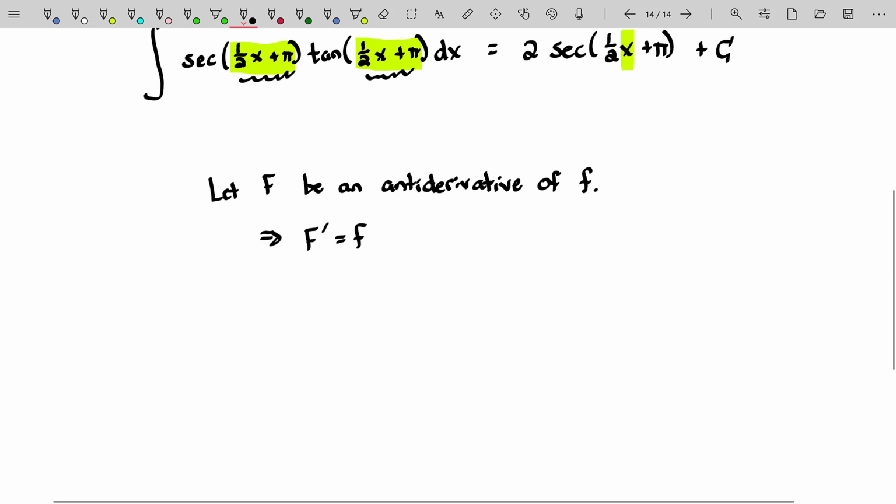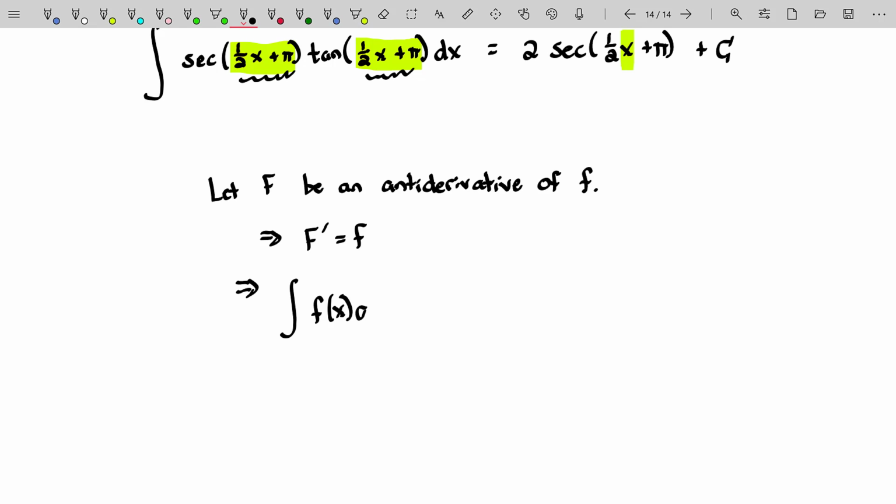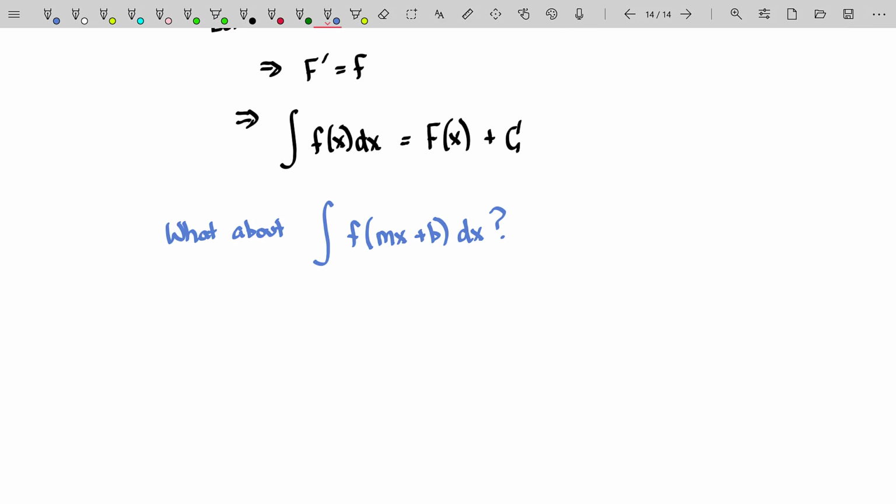It also means that if we take the integral of little f of x dx, that should equal capital F of x plus some constant of integration. So far, I hope that you would agree with all of this, very logical, clean statements that you know from the fundamental theorem of calculus and doing your integration work already in your calculus course. Not a big deal. But here comes the big question. What about the integral of, instead of f of x, f of mx plus b? In other words, a linear function. How does that antiderivative change?